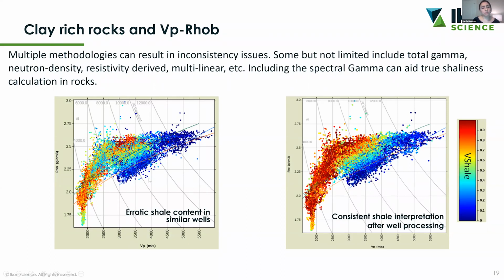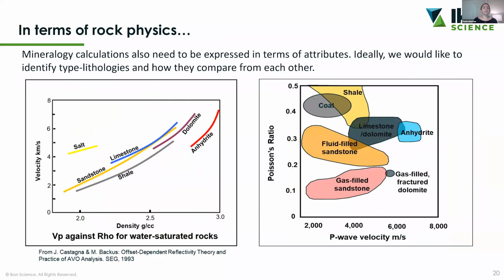Here, for example, the before and after, it's clear that we can see now how nicely the shales are being highlighted after a proper conditioning. So in terms of rock physics, why is this a big deal? It is because the mineralogy calculations that we provide will be expressed in terms of attributes. So in the ideal world, we want to express or identify type lithologies, or the domain of what we're looking at, and how they compare from each other.